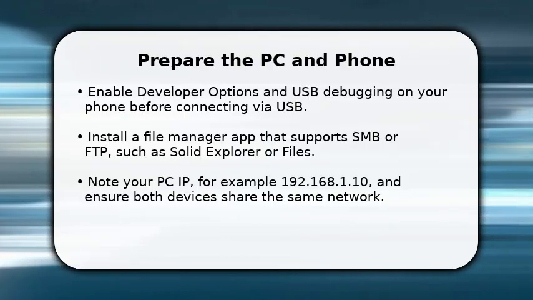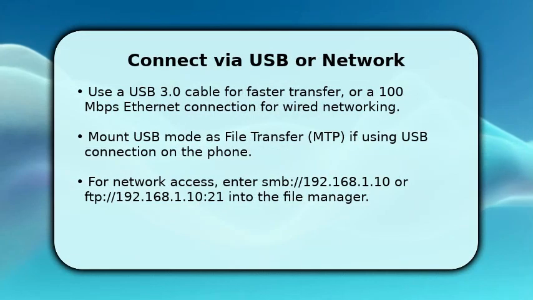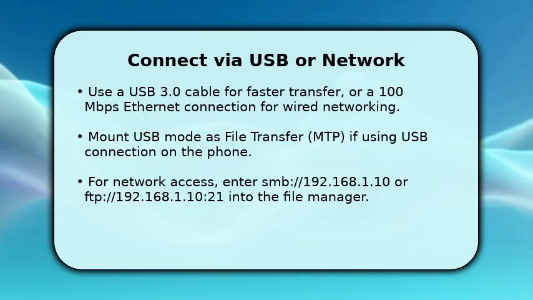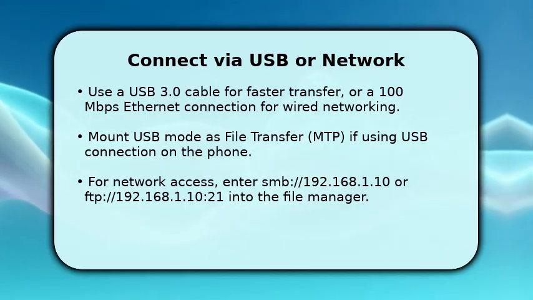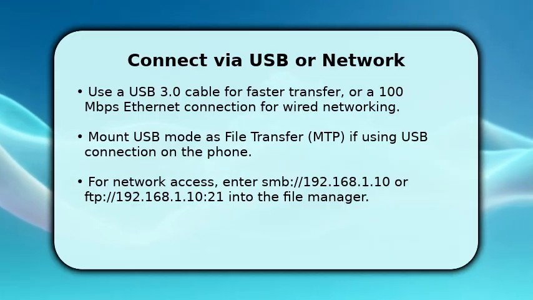Confirm both devices are on the same network and note the PC IP address, such as 192.168.1.10, for later use. Choose a connection method that fits your needs before transferring files. For USB transfers, use a USB 3.0 cable and set the phone to File Transfer (MTP) mode. For wired network transfers, use Ethernet or a stable Wi-Fi connection with at least 100 Mbps when possible.